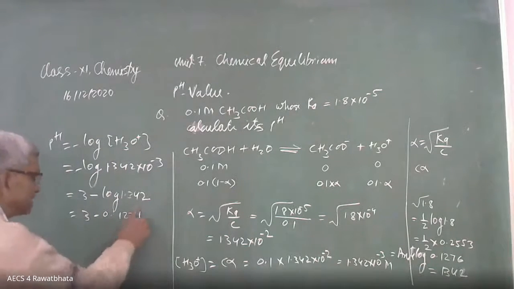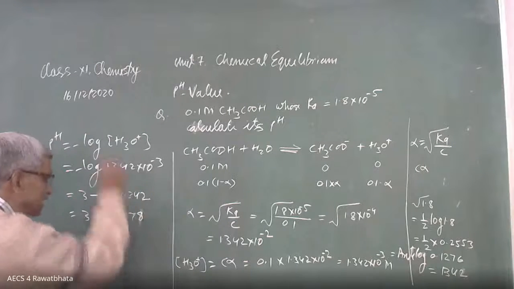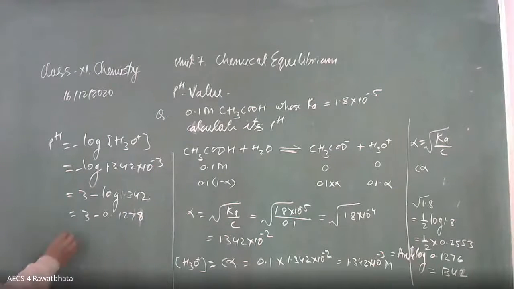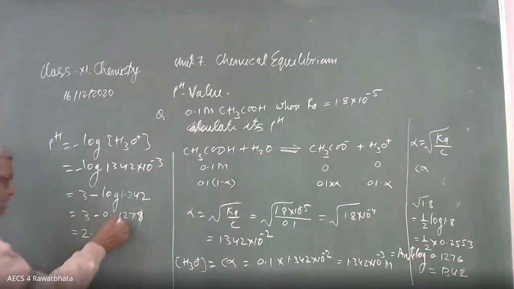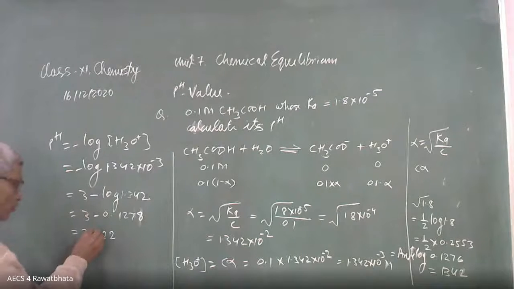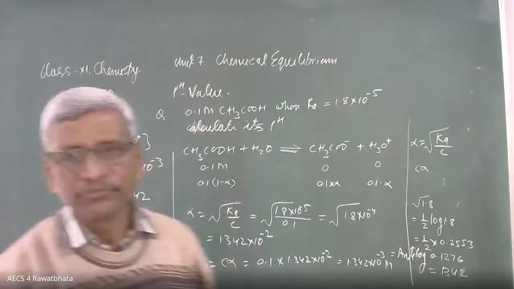Yes, 7 plus 1 becomes 8. Then minus, this is equal to 2.3 minus this one. 10 minus 8 is 2, 9 minus 7 is 2, 9 minus 2 is 7, and 9 minus 1 is 8. So we get 2.8722. 2.8722 is the pH value. This is the way to calculate.